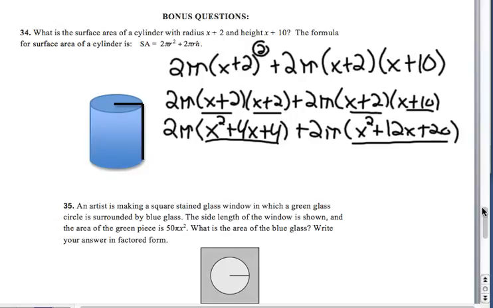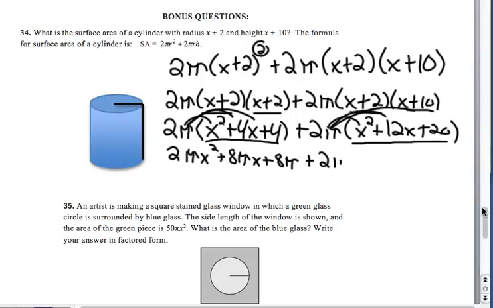So once I FOIL those out, now what I'm looking for is distributing in these 2 pi's, okay? So that's going to give me 2 pi x squared plus 8 pi x plus 8 pi. Distribute in that 2 pi. So 2 pi x squared plus 24 pi x plus, that gives me 40 pi.